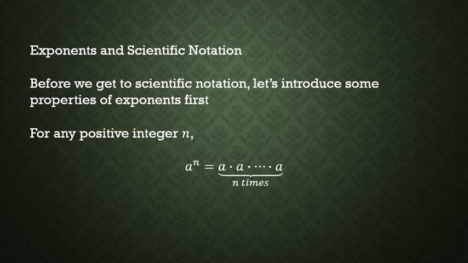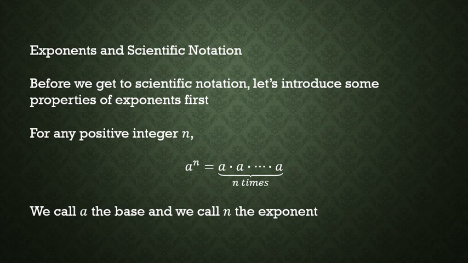For any positive integer n, a with the number n in the upper right hand corner is basically just saying we're going to multiply a by itself n times. So if n was 3, we'd have a times a times a. If n was 5, it'd be a times a times a times a times a. We call a the base, we call n the exponent, and we say it's a raised to the power n, or a to the nth, or a with exponent n, various ways to say the exact same thing.